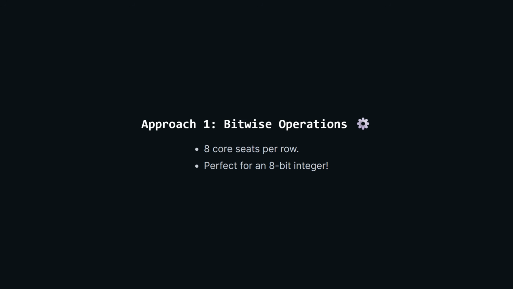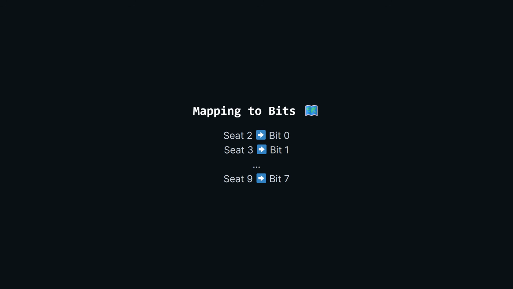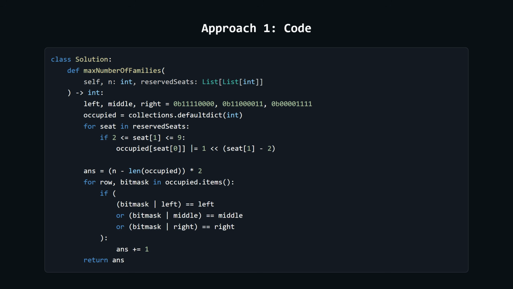Since we only care about exactly 8 seats per row, we can represent them using an 8-bit number. We can map the status of each seat to a bit. Seat 2 becomes the first bit, seat 3 becomes the second bit, all the way up to seat 9. A 1 means reserved, a 0 means empty. Here is the full Python solution using this exact logic. Don't worry, if bit math looks scary, we are going to break it down chunk by chunk right now.